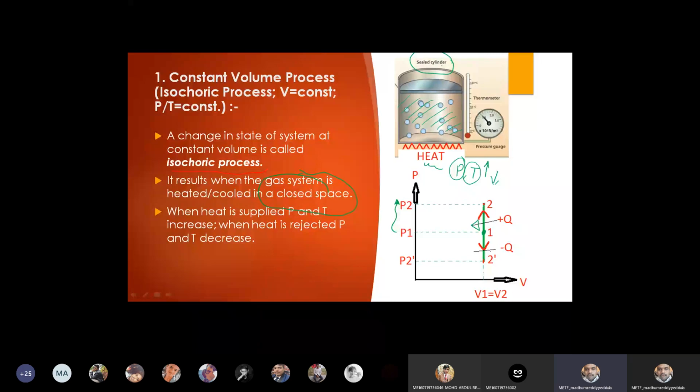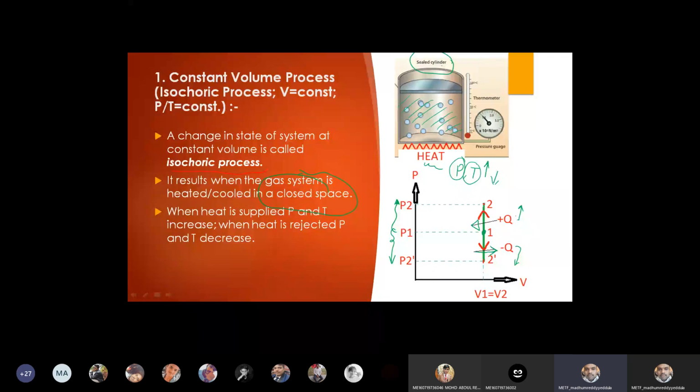In the same way, by rejecting the heat, nothing but by removing the heat from the system, if you cool the system, what happens? Both pressure and temperature will decrease. You can see state 1 to 2 dash, the pressure is decreased. In the same way, 1 to 2, the pressure is increased. If you add heat to the system, both pressure and temperature will increase. If you remove heat from the system, both pressure and temperature will decrease, right? Again, the sign convention you already remember. Heat addition is always positive, heat rejection is always negative, right?